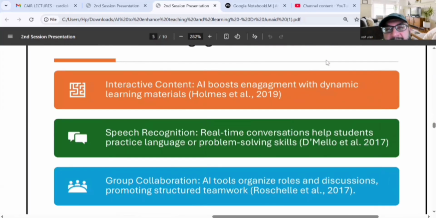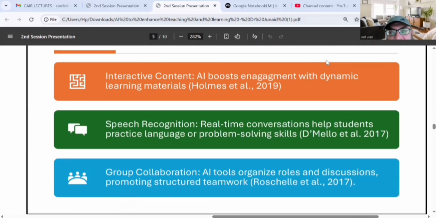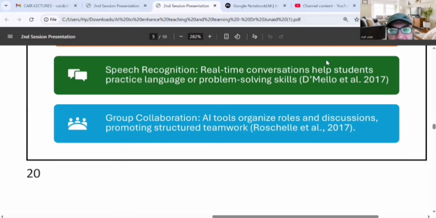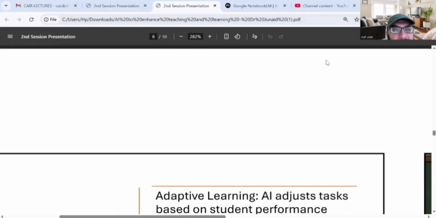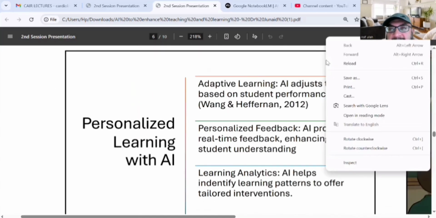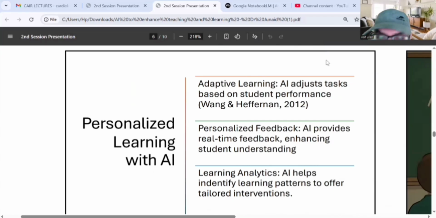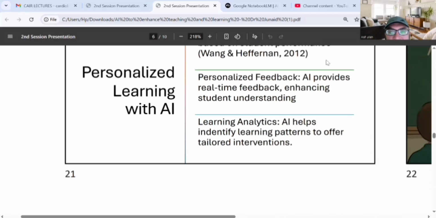Interactive content: AI boosts engagement with dynamic learning materials, speech recognition, and real-time conversations that help students practice language and problem-solving skills. Group collaboration: AI tools organize roles and discussions, promoting structured teamwork. Personalized learning with AI: adaptive learning, where AI adjusts tasks based on student performance. Personalized feedback: AI provides real-time feedback, enhancing student understanding. Learning analytics: AI helps identify learning patterns to offer tailored intervention.